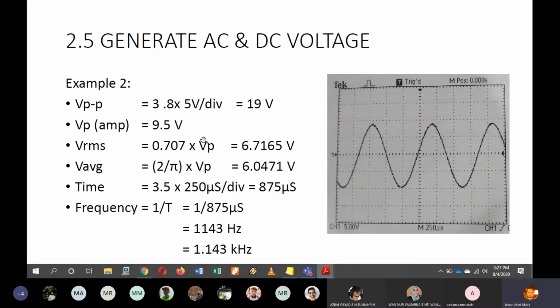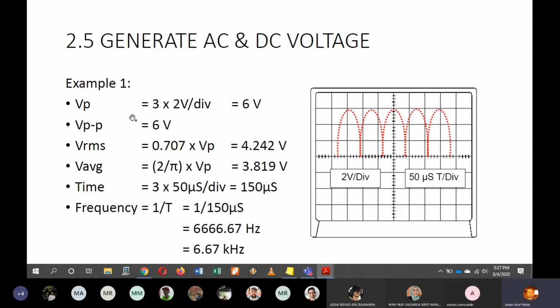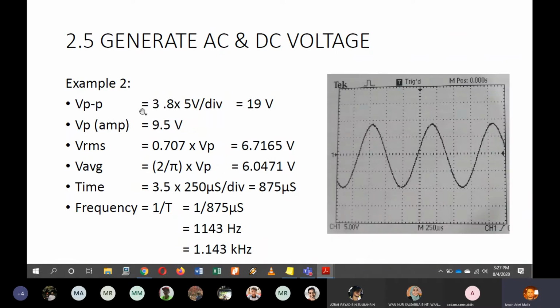Okay, dia terbalik. Example 1 dengan example 2, dapat V peak dahulu ataupun dapat V peak to peak dahulu. Okay, the reason why saya cakap tadi, sebab daripada kosong ke positif tak sama dengan kosong ke negatif. So kita calculate dulu V peak to peak, and then we divide them into 2, we will get our V peak lah.